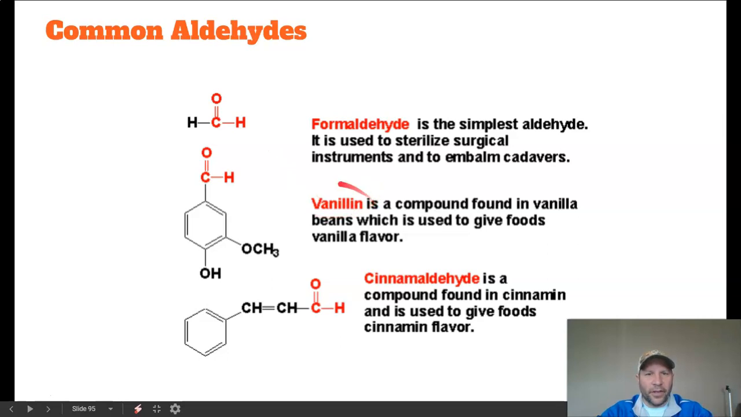But they also have vanillin, of course, for vanilla. And cinnamaldehyde is another one here that makes things taste like cinnamon. So those are the common aldehydes.